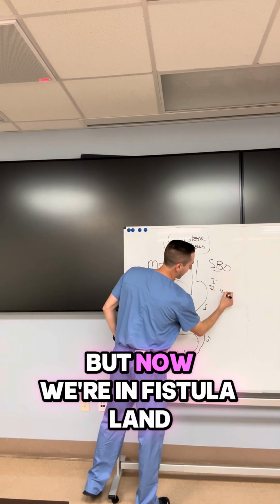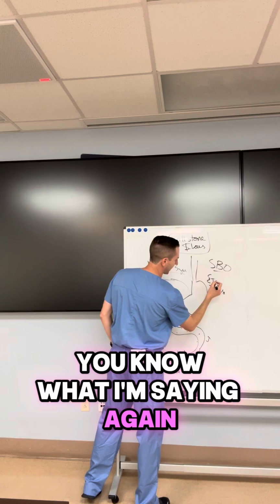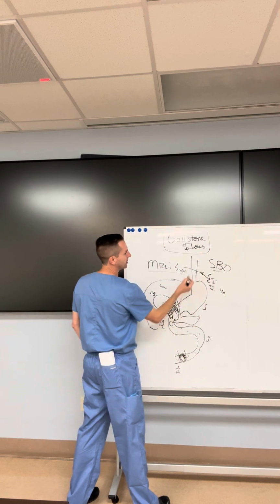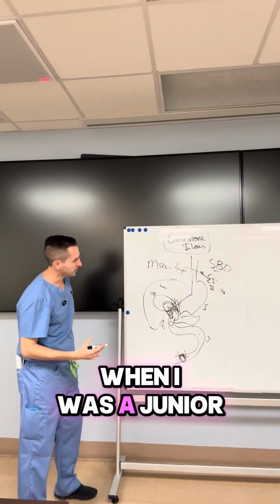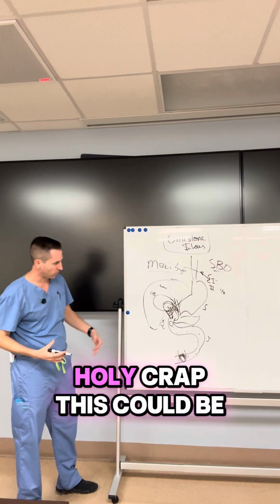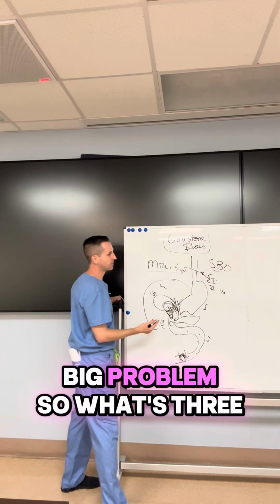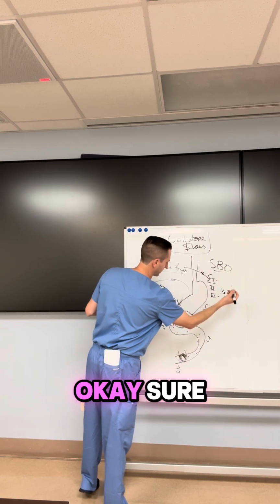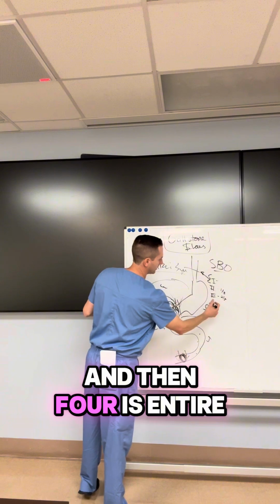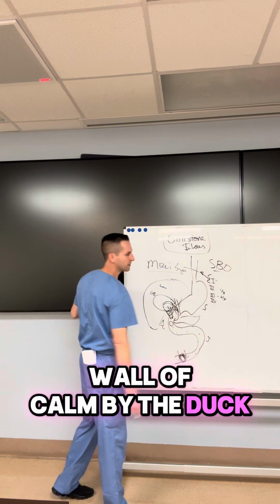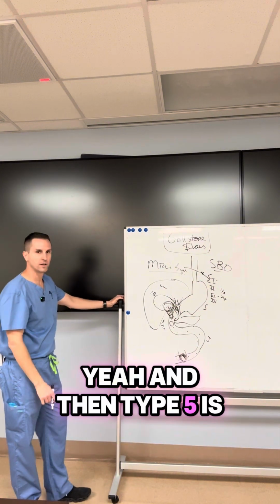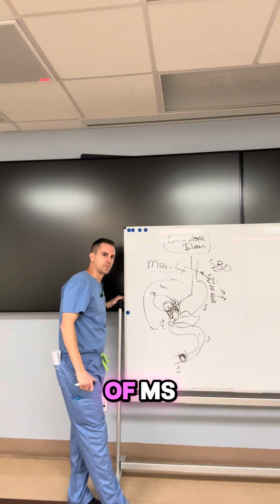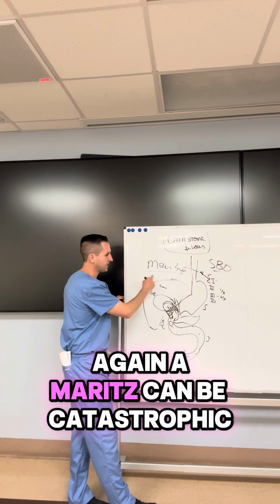Type 3 is between, but now we're in fistula land. That's why this is a problem. Type 1 is what I thought it always was, but I was unaware when I was a junior resident that this could be a big, big problem. So type 3 is between one third and two thirds. And then type 4 is the entire wall of the common bile duct, destruction of the wall. And then type 5 is cholecystoenteric fistula together with any other type of Mirizzi syndrome. So again, Mirizzi can be catastrophic.